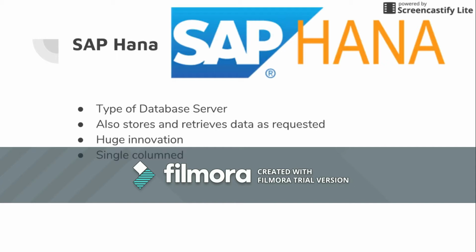So now that you know the definition of IMDBs, how they store data, and what hybrids are, I want to talk to you about the next biggest thing in IMDBs, and this is one of the biggest innovations in IMDB technology, and that is SAP HANA. SAP HANA is a database server that stores and retrieves data as requested. While it does this, it also simultaneously performs advanced analytics and includes ETL capabilities as well as an application server.